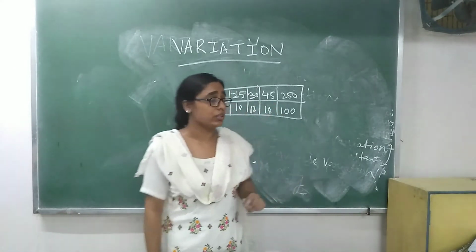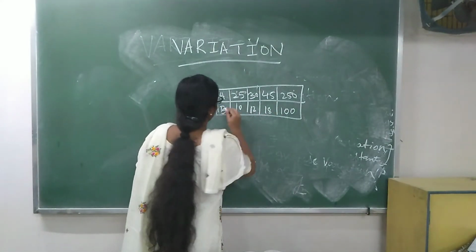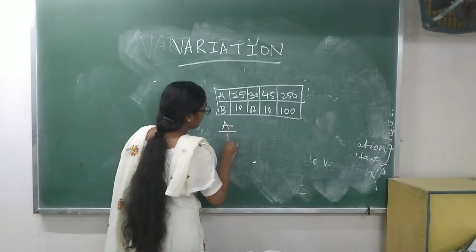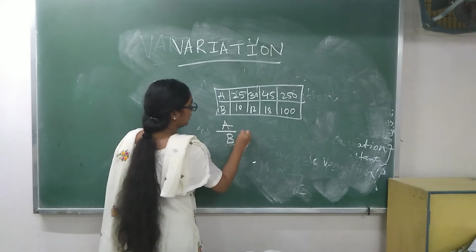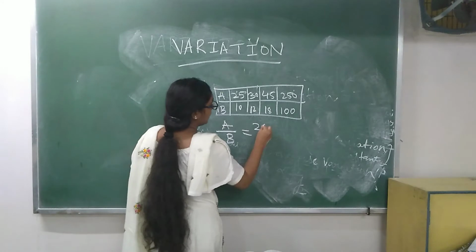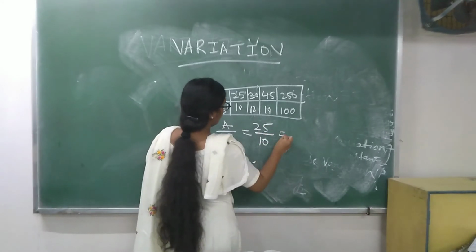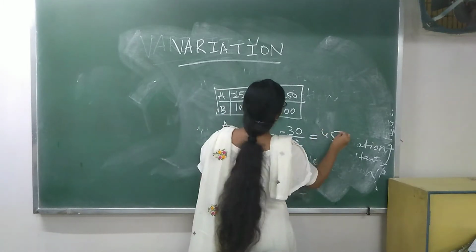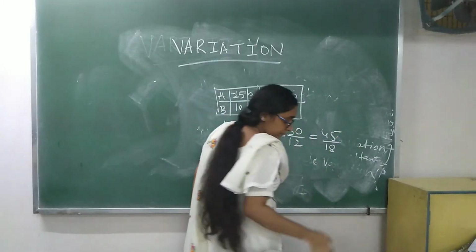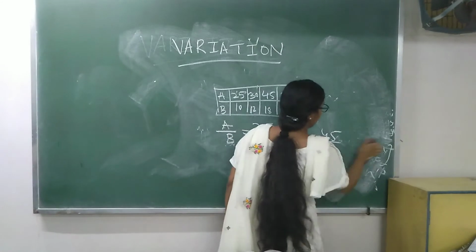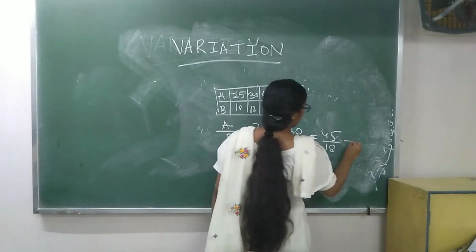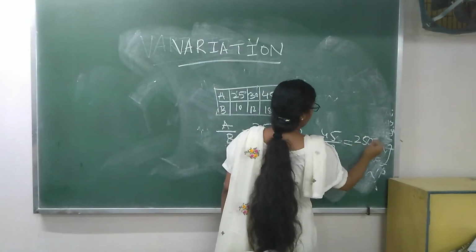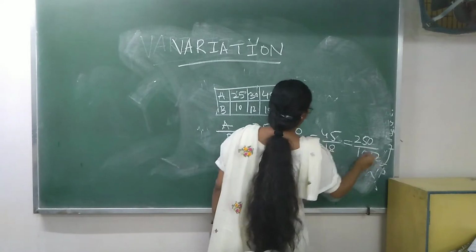K means variation constant. So, what will you do? First, you will divide a by b, which means you will write it in fraction form. The values of a and b are 25 and 10, then 30 and 12, then 45 and 18, and again 250 and 100. Now cancel.